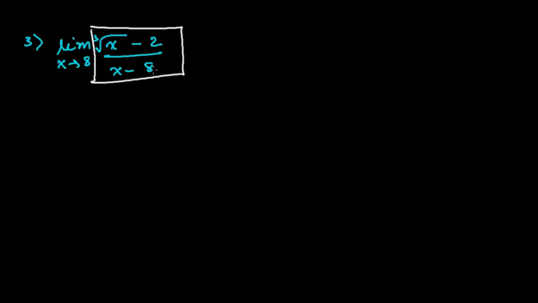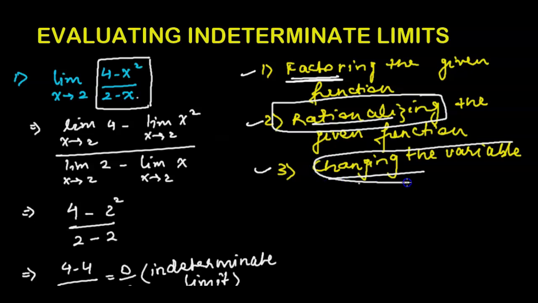Moving on to the next example. Let's say we are asked to determine the limit as x approaches 8, where we are given the cube root of x minus 2 over x minus 8 as the function. Since the radical is a cube root, we notice that this type of radical cannot be rationalized. Neither is it easy to factor this out. So we would try the third method, that is changing the variable.